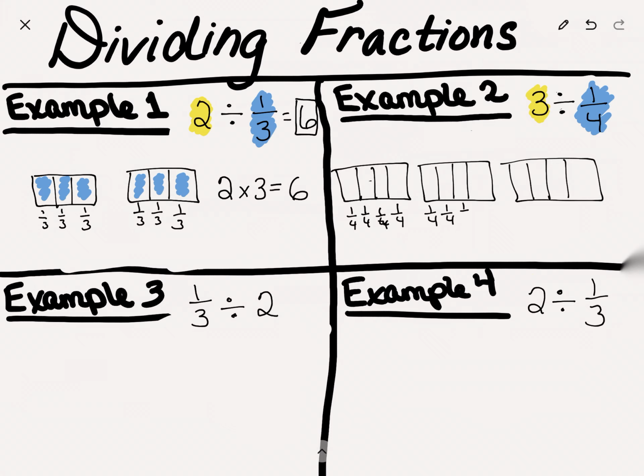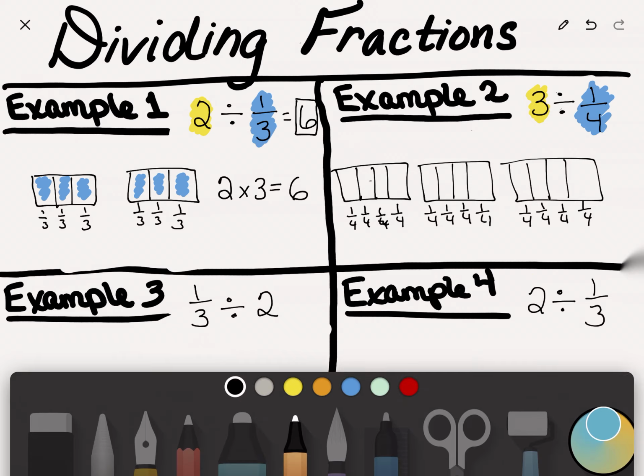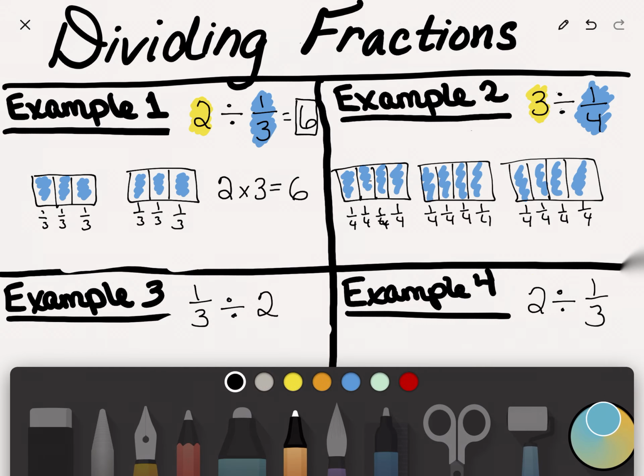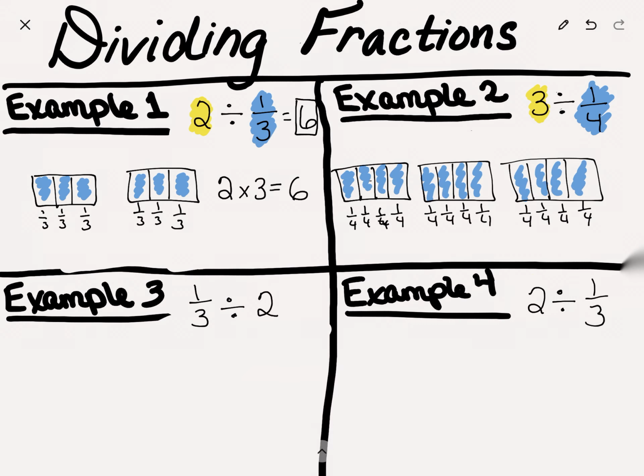Because 1/4 means that you took one whole and you broke it into 4 equal pieces, and that's one of them. So now we want to count up how many fourths are there in 3 wholes. 1, 2, 3, 4, 5, 6, 7, 8, 9, 10, 11, 12. So there are 12 altogether. We see that there are 3 wholes, and in each whole there are 4 equal pieces for 12 altogether. So 3 divided by 1/4 equals 12.